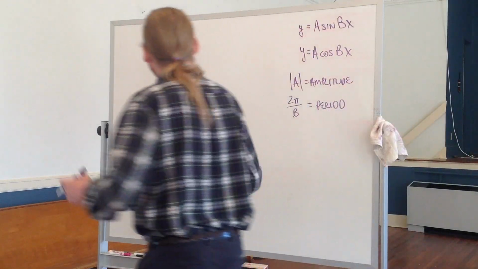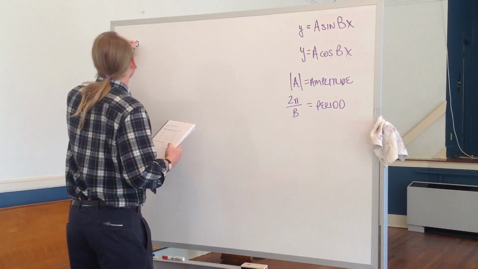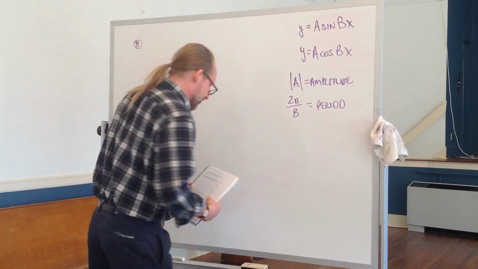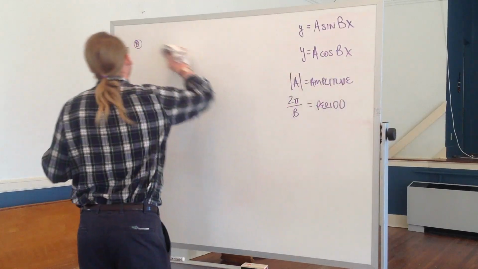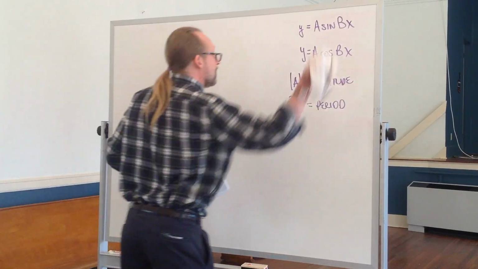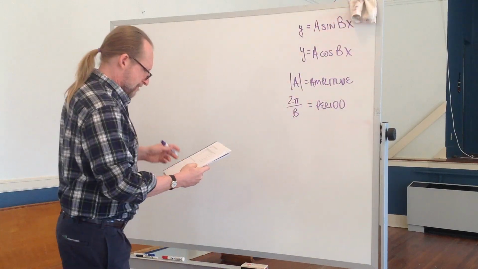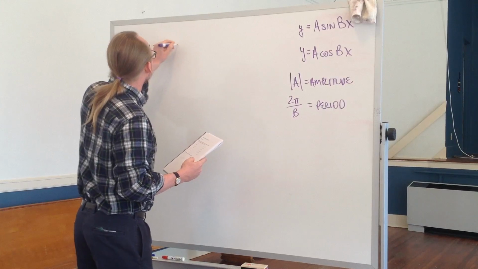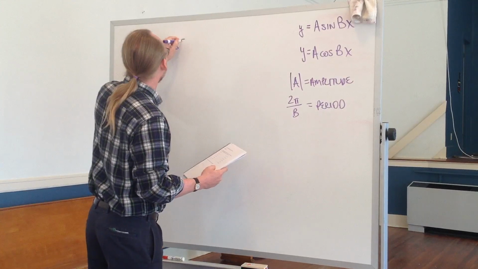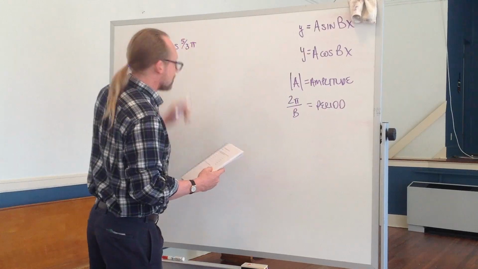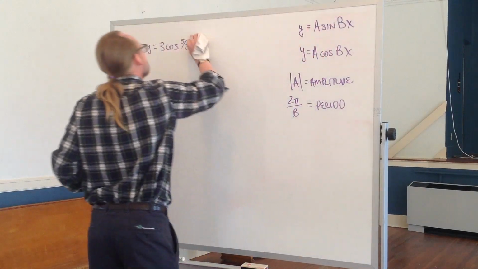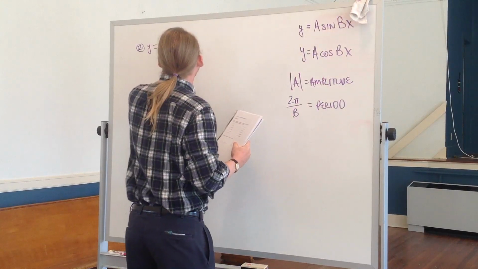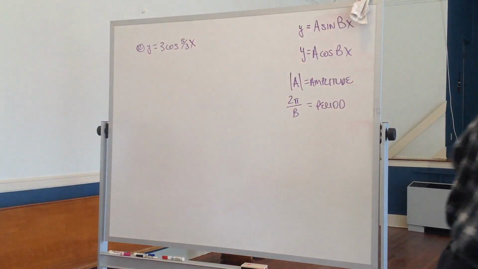Okay, let's look at problem 8. This is, let's do problem 12, because we've already seen a negative cosine, so let's do a positive cosine. Problem 12, y equals 3 cosine 5/3, not pi, 5/3 x. Okay.